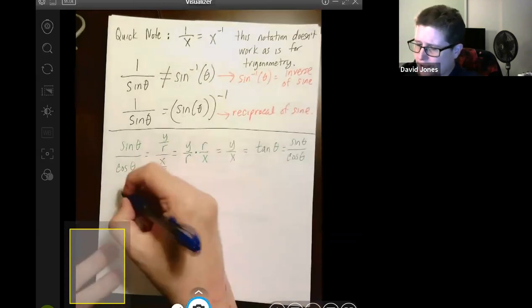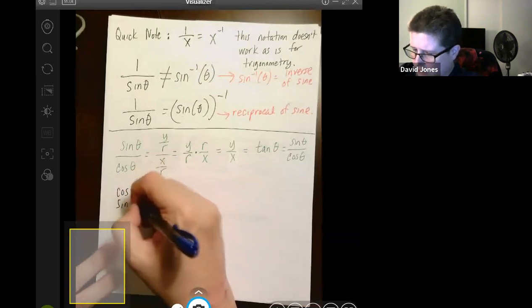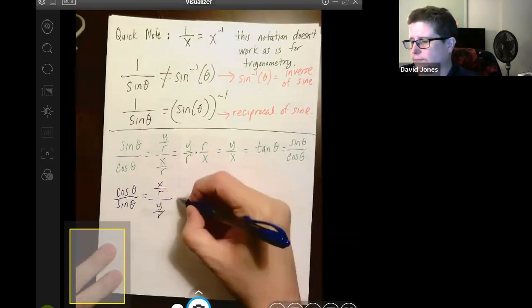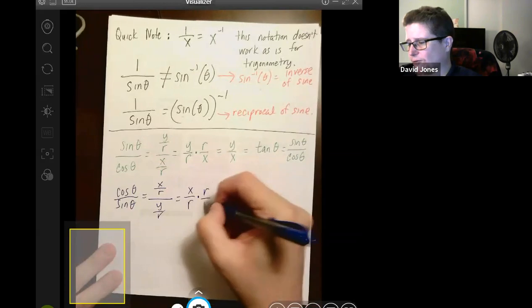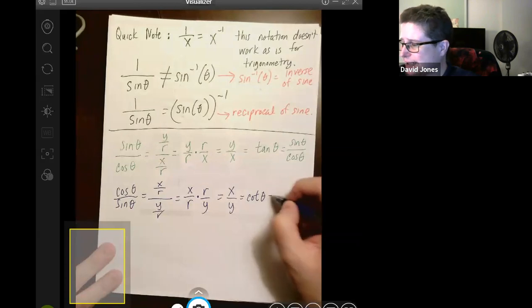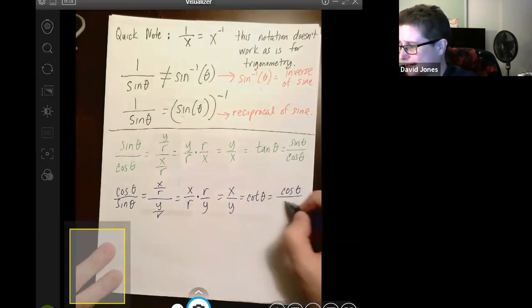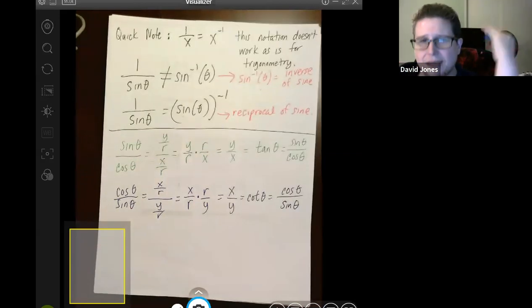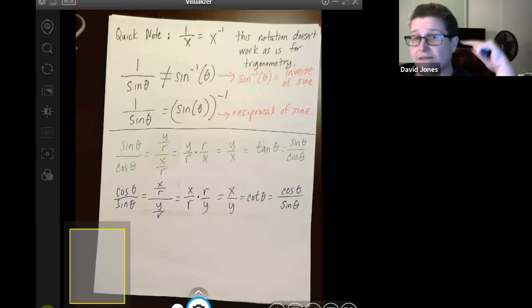The same thing happens with cosine on top. Multiply by r over y, we get x over y. This is cotangent theta, and that's cosine theta over sine theta. So there's even a relationship. If you get sine theta, cosine theta, you can get all of the rest, which is convenient because we're going to have a tool to memorize all of the most common angles for sine and cosine in degrees and in radians. Okay.